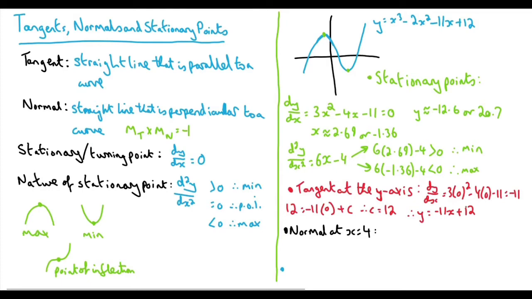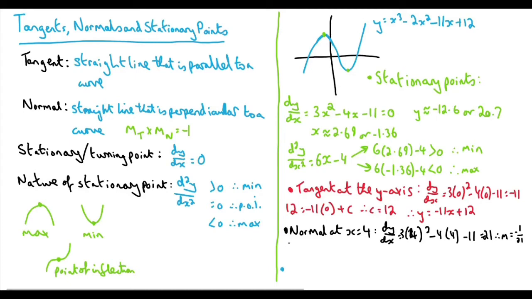Now, as for the normal instead at x equals 4, again, we're going to start off by referring to the equation of our derivative. So that's now going to be 3 lots of the 4 squared minus 4 lots of 4 minus 11. This gets you a gradient of the tangent of 21. Therefore, your gradient for the normal is going to be minus 1 over 21, the negative reciprocal, because 21 times minus 1 over 21 equals the minus 1.